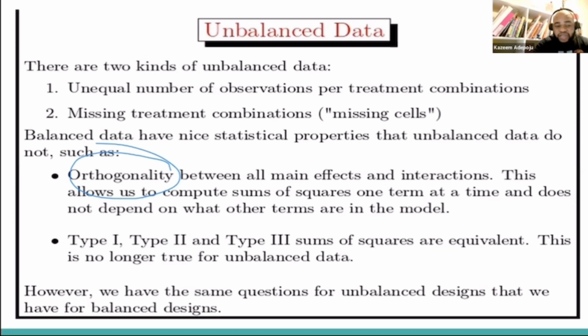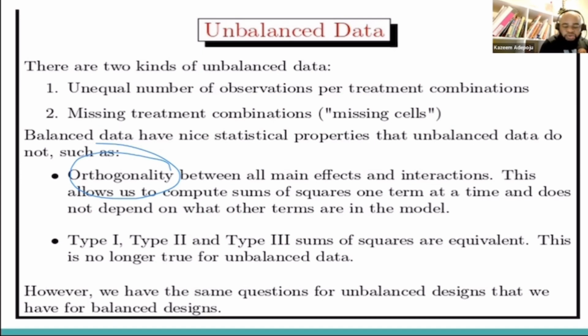So what we're trying to say is that we will be able to compute the sum of squares in our ANOVA table that does not depend on the other terms. All balanced data has this property of orthogonality. The orthogonality actually means independence. Does that make sense?